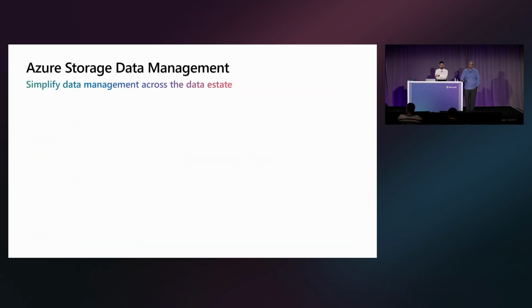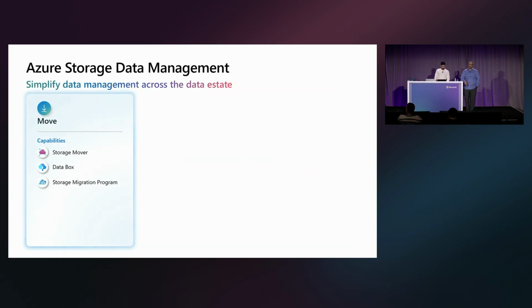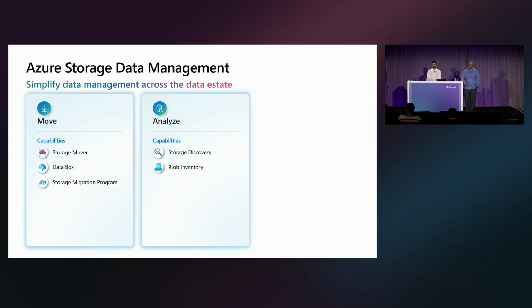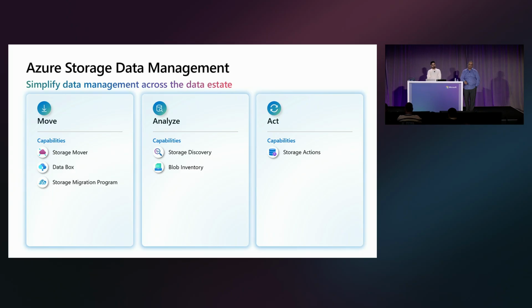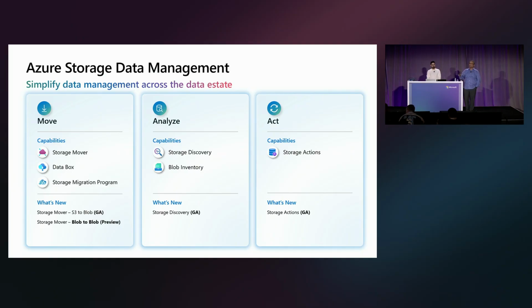So what have we done here? We have had Mover here for a couple of years now. We're adding capabilities to that. For the first time this year in August, we GA'd Azure Storage Discovery. And we've also GA'd Azure Storage Actions earlier this year. So this is the first time we have services across these pillars of move, analyze, and act. And we'll continue to iterate and improve on these services. So we'd love to show you quickly just Storage Discovery here, because it's a pretty nifty thing.